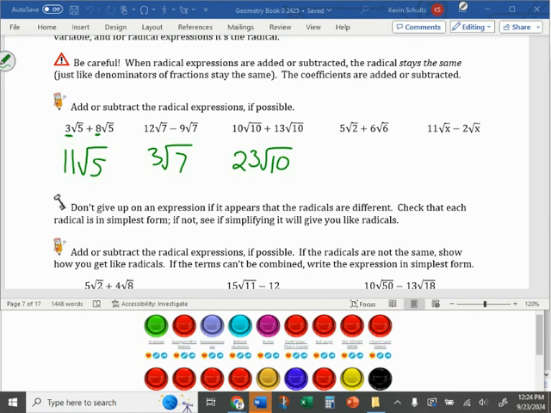The next one, 5 root 2 and 6 root 6. Okay? We can't add these the way they are because the roots are different. Just like up above, we had, I don't remember, it was a 5x plus 6y maybe, something like that. We couldn't combine those because one was an x and one was a y. We can't combine these because that's a root 2, that's a root 6.